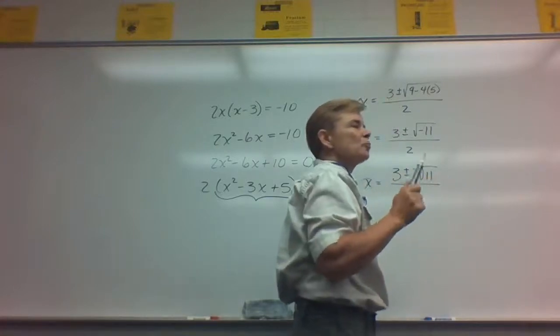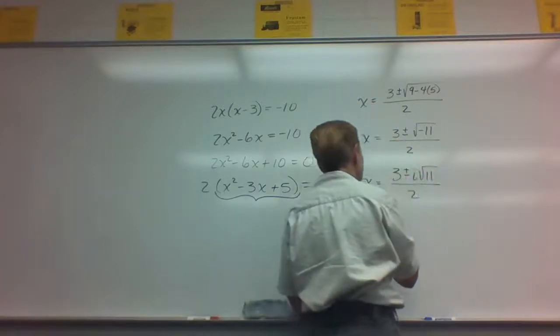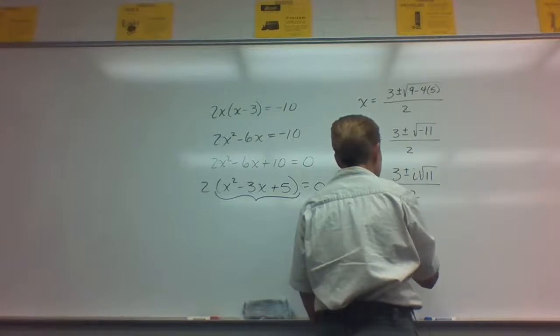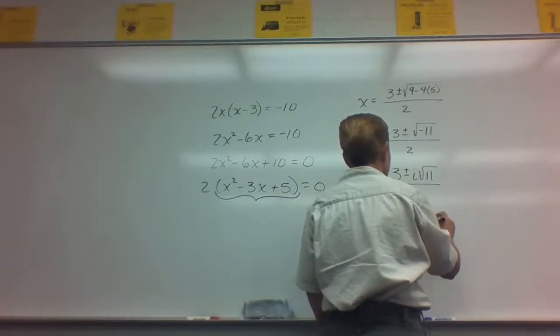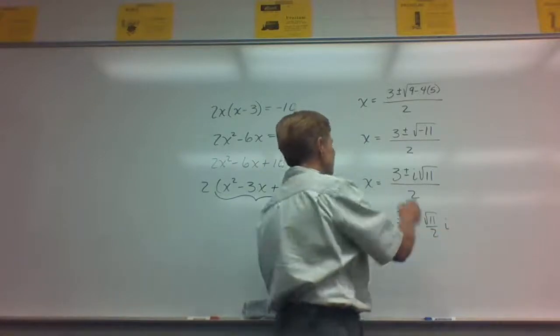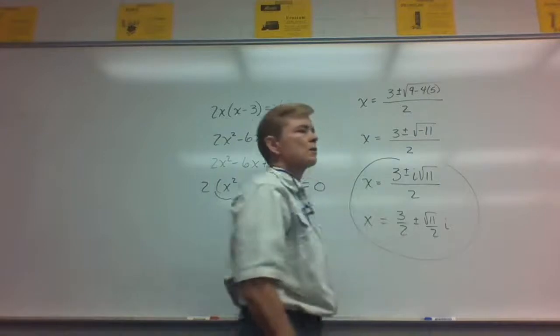If you want to be super proper about it, like some other professors and teachers might require you to do, then you could go one step further and put the 2 under both, which would be 3 halves plus or minus the square root of 11 over 2 i, because now it's bi form. But for me, as your teacher, I will accept either one. Doesn't matter.